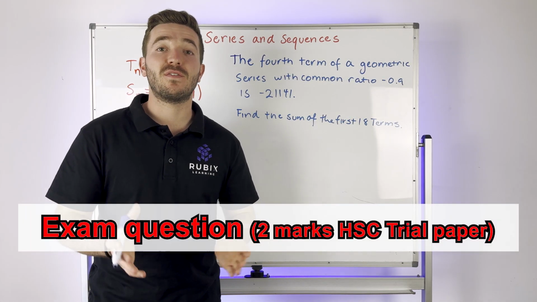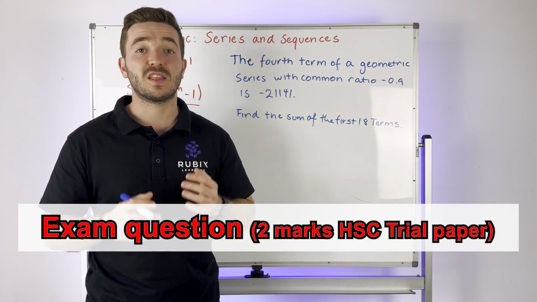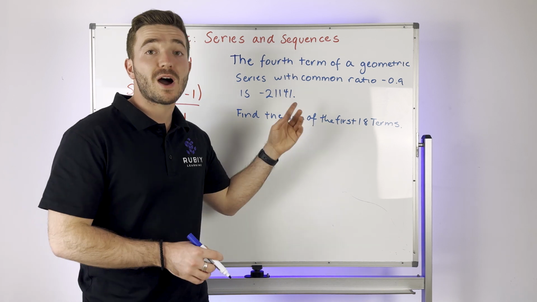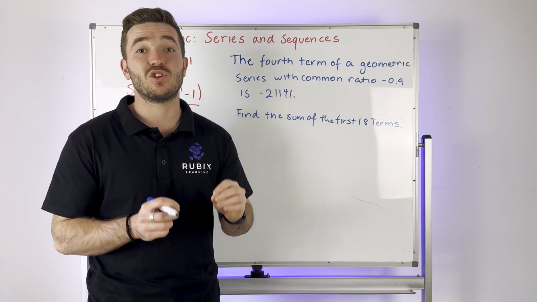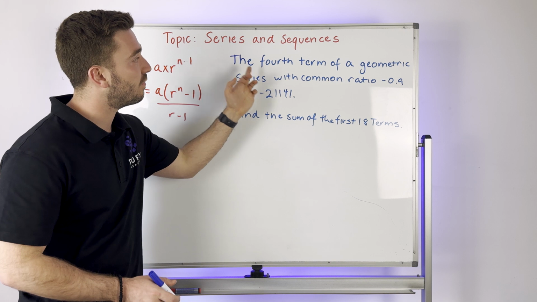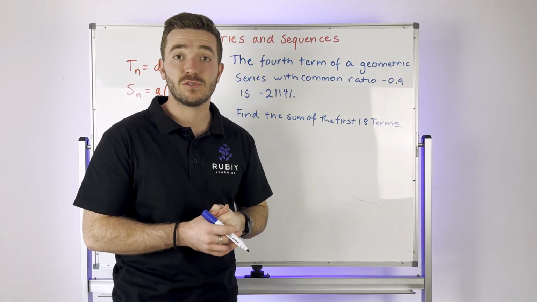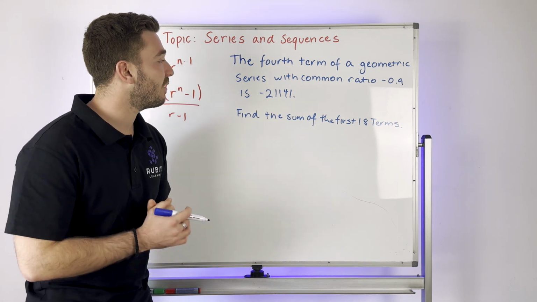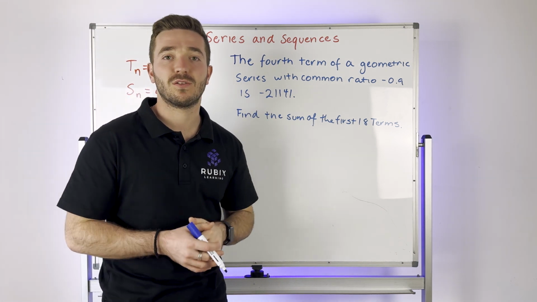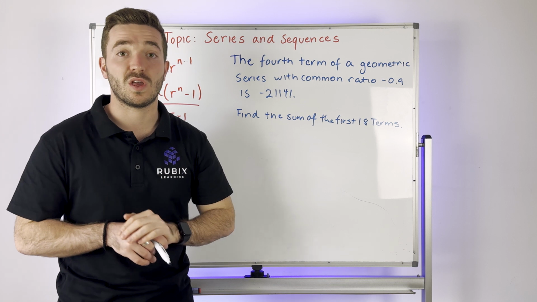Now that we've learned everything for geometric series and sequences, let's bring it all together with a 2-mark question from a Year 12 HSC trial paper. So we're told that the 4th term of a geometric series with common ratio minus 0.9 is negative 21,141. So they're being really nice. They've already told us it's a geometric series.